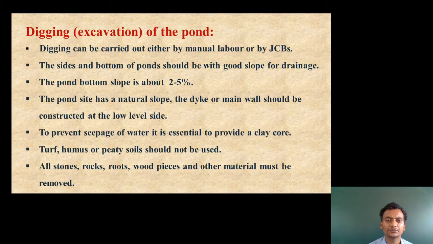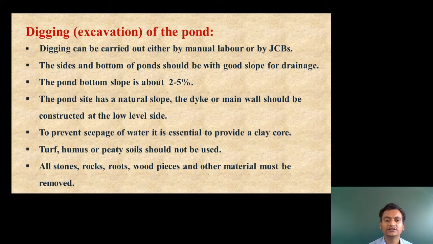During the construction of the pond, the side and bottom of the pond should be maintained with a good slope, and it is essential for drainage purposes. The slope should be 2 to 5%. If the pond is constructed on a natural slope, then the dike or main wall of the pond should be constructed at the lower side of the pond.